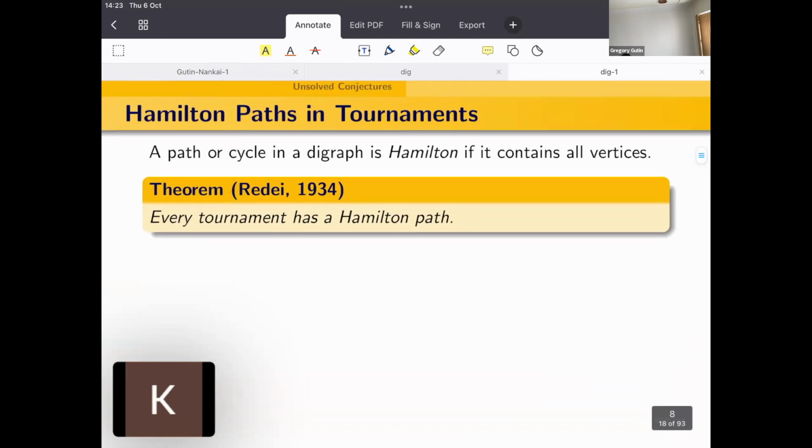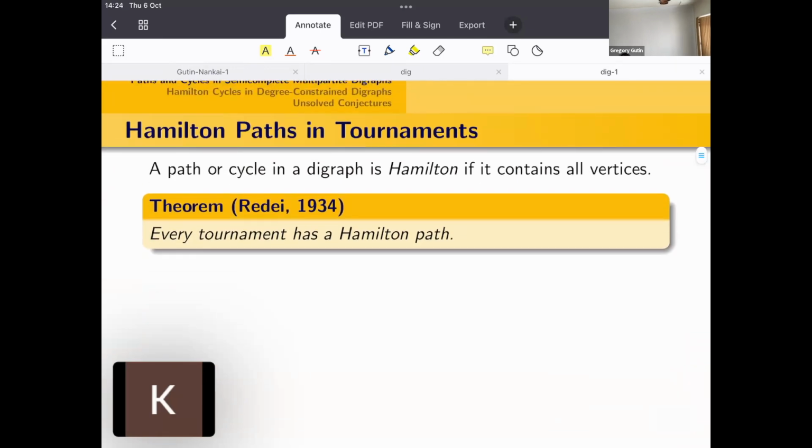Right, so the first theorem which we are going to consider here is that of Rédei. That theorem simply says that every tournament has a Hamilton path. Very simple theorem. When you see the proofs, two proofs I'm going to show you, it's an easy theorem, obviously. But it is so interesting that this theorem is used in various proofs in graph theory, and not only in graph theory.